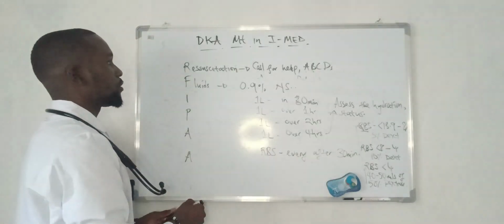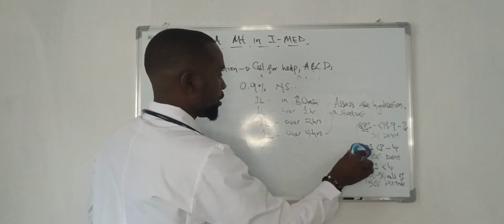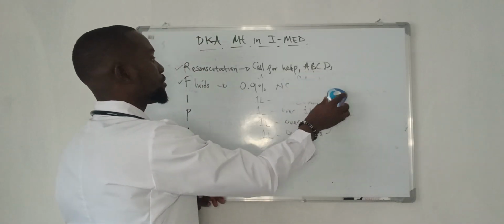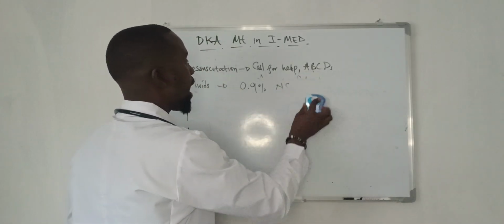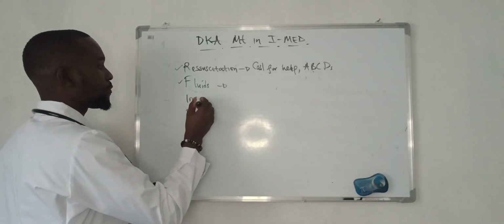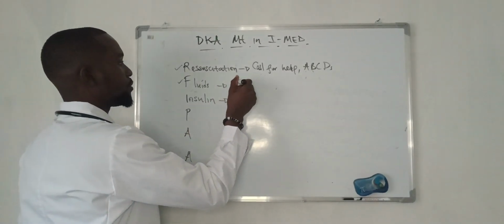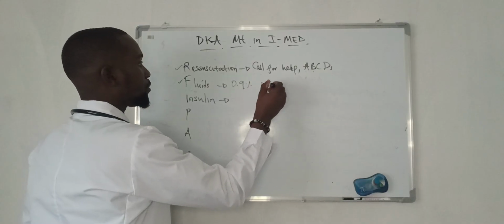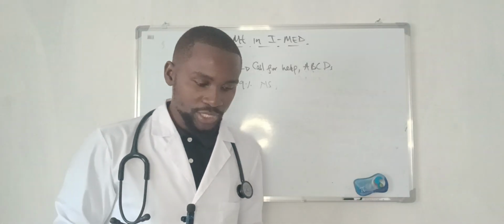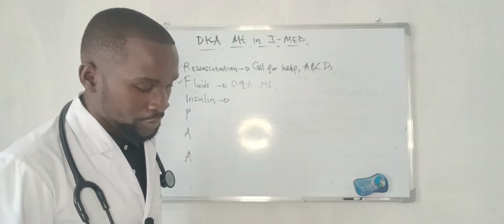So fluids, we've ticked, resuscitated fluids. We move to the next principle of management, which is correct the hyperglycemia with insulin. So now, how do we correct the hyperglycemia with insulin? How do we administer this insulin so that we're able to correct the hyperglycemia that this patient has?